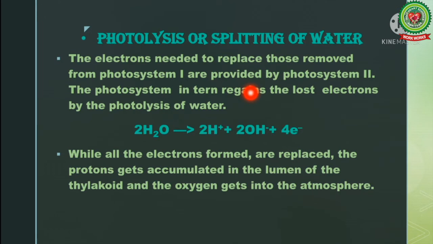Photolysis or splitting of water. As already discussed, photolysis is the splitting of water in the presence of light. The electrons needed to replace those removed from photosystem 1 are provided by photosystem 2. Photosystem 2 in turn regains the lost electrons by the photolysis of water. You can see here the water molecule splitting into hydrogen and hydroxyl ions along with the release of 4 electrons. While all the electrons formed are replaced, the protons get accumulated in the lumen of the thylakoid and the oxygen gets released into the atmosphere.